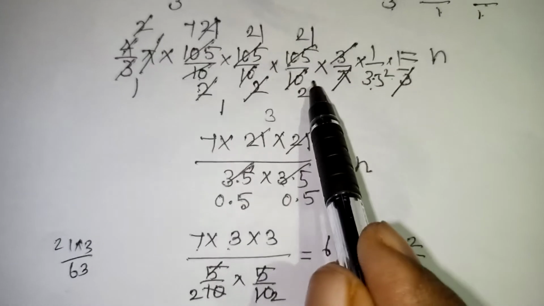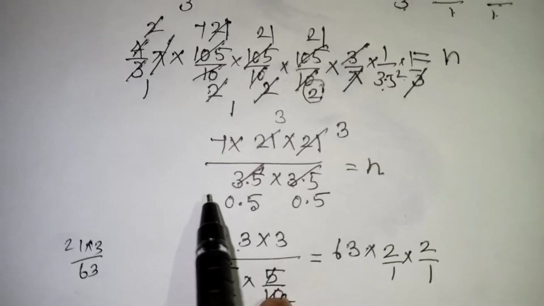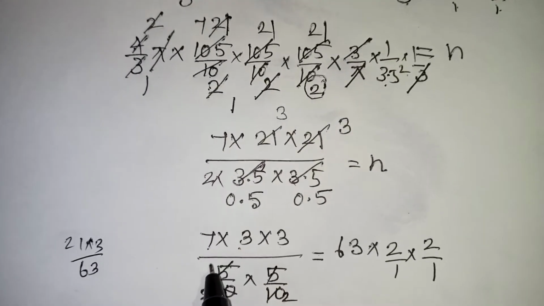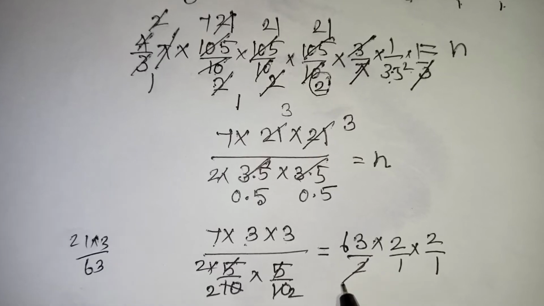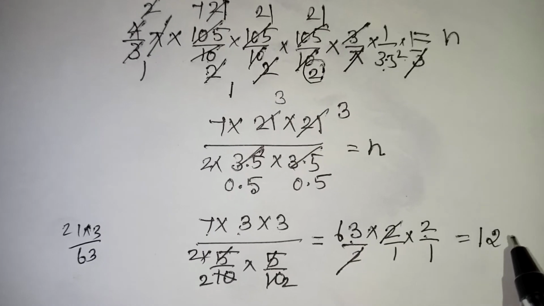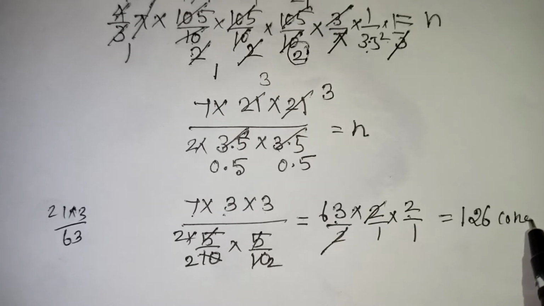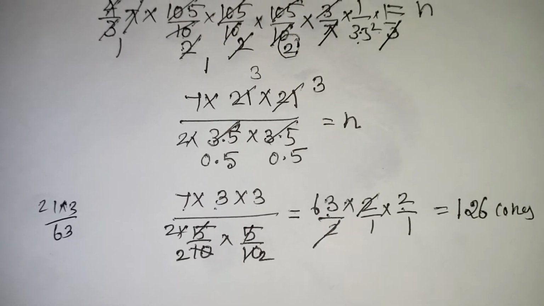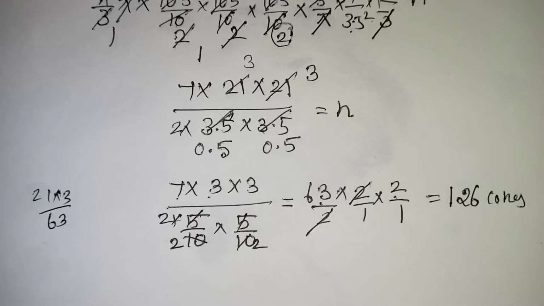Children, here in the denominator I missed this 2. So the 2 also will be coming in the denominator here. So 1 2 will get cancelled. 63 into 2 will be 126. So 126 cones will be made up of the sphere which is given to us. That is your correct answer.